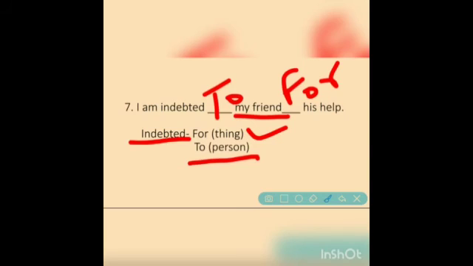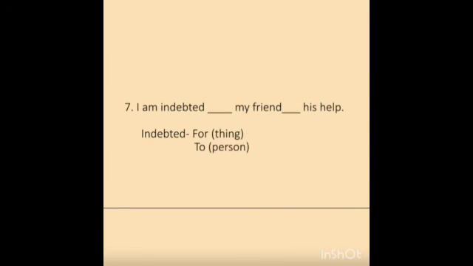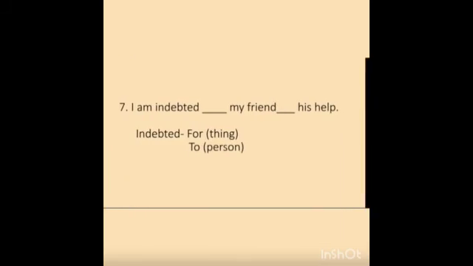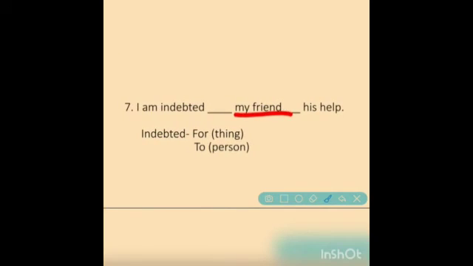Because whenever we talk about a person, we use to. And whenever we talk about something, we use for. I hope it's clear. Let's move forward.